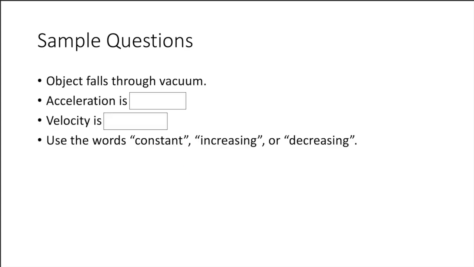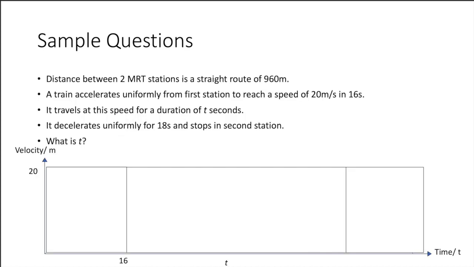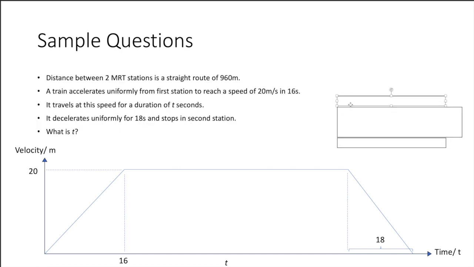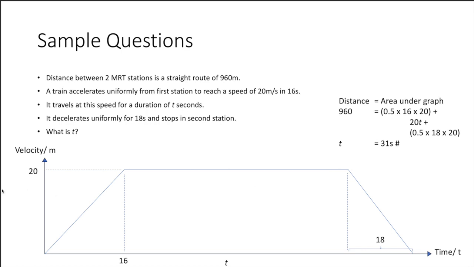So same, object falls through vacuum. Acceleration is constant, commonly accepted in secondary school as 10 meters per second squared. Velocity, the downward speed, would be increasing. So MRT stations, distance is 960 meters, accelerates uniformly for 16 seconds, constant speed for a time of t, decelerates uniformly for 18 seconds. So what's the value of t? So distance is given, you need to work backwards. A good way is to draw the graph, remove the triangles, and then divide by the speed, you will get the time taken. So this is how to work this question.